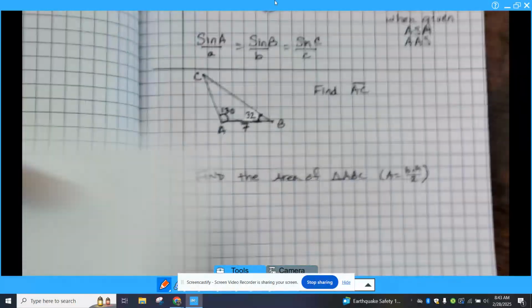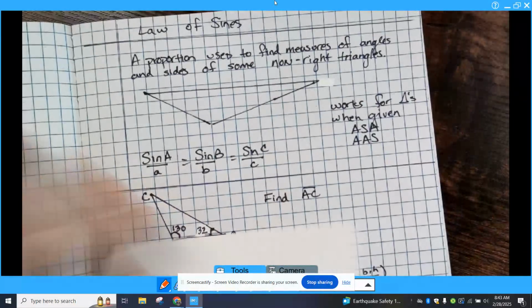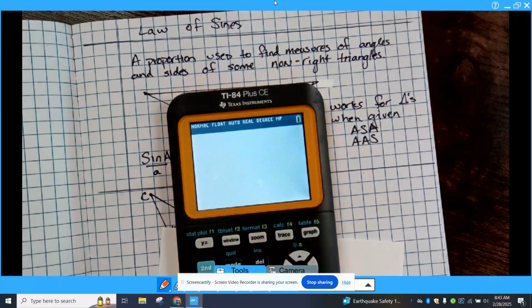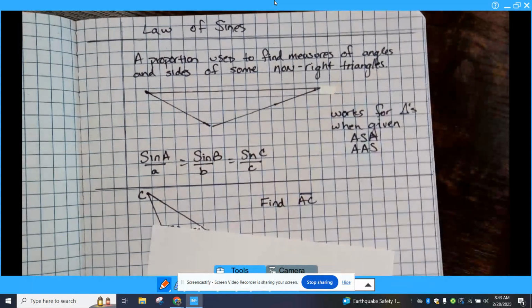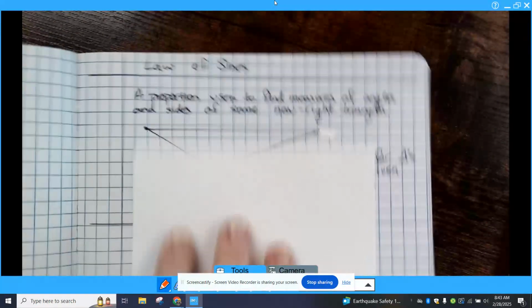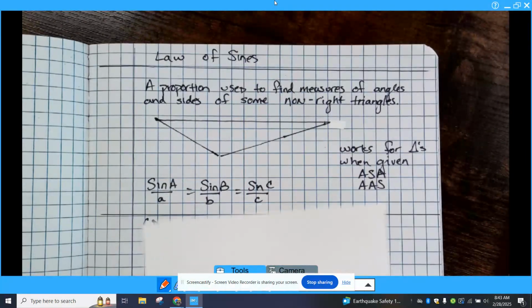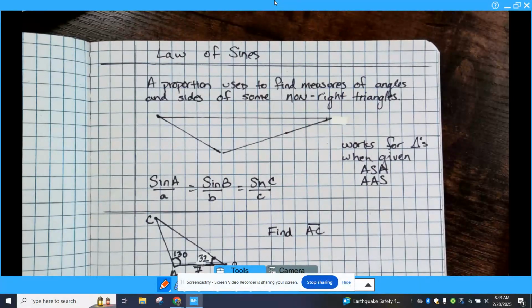So we're going to go to the top again, pause it. So you will need a calculator. When you have a calculator, make sure it is in degrees and not radians. Okay, so law of sines: a proportion used to find the measures of angles and sides of some non-right triangles.